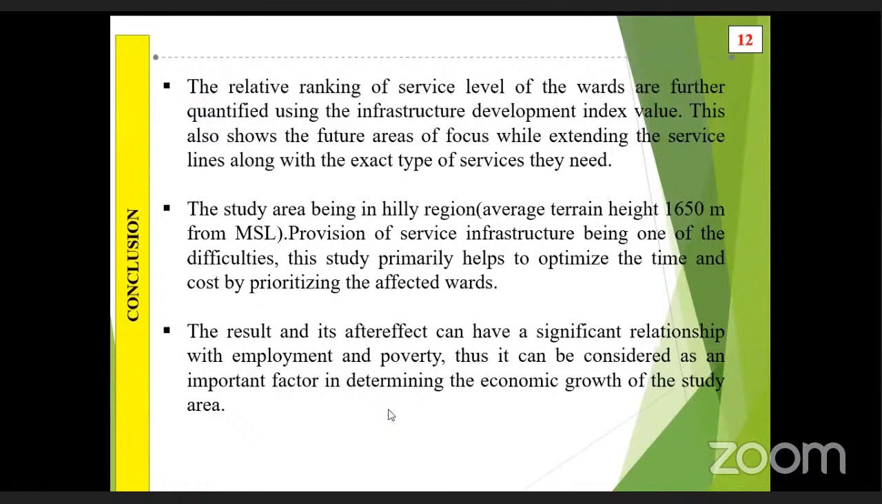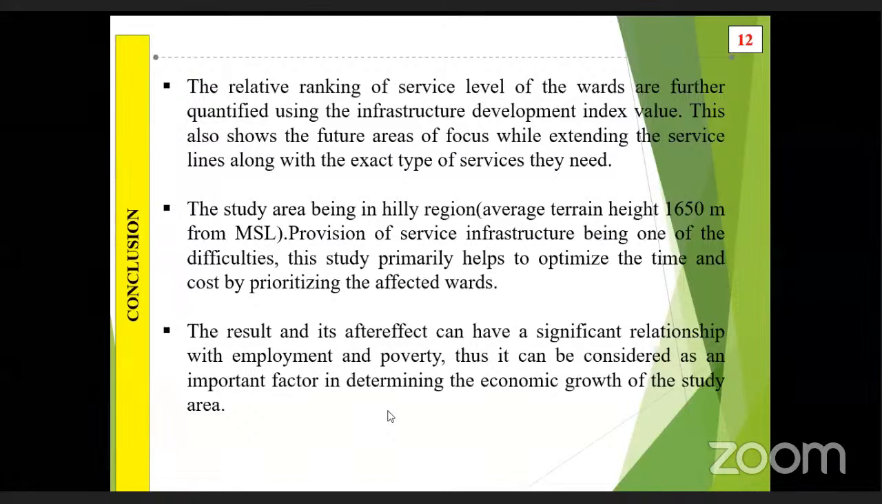So this indexing or relative ranking of the service level of the wards is further quantified through PIDI. And it also shows the future areas of the focus when the concerned authority can extend the service line, along with what exact type of service they have to provide there. And this study area remains in a hilly region, and average elevation terrain height is 1650 meter from mean sea level. So because of this terrain difficulty, easier provision of service infrastructure is one of the difficulty. It makes it also costly.